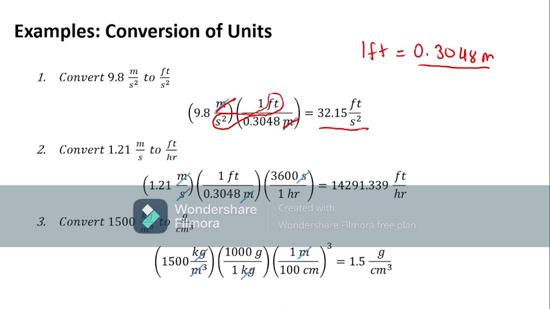Okay? Now, what if we have this problem? Convert 1.21 meter per second to feet per hour. So, ito pareho na. Yung meter, convert natin to feet, tapos second to hour. So, gawin natin, usually, pwede nating i-list muna. So, 1 foot, 0.3048 meters, then 1 hour, 3,600 seconds. So, 1.21 meter per second.